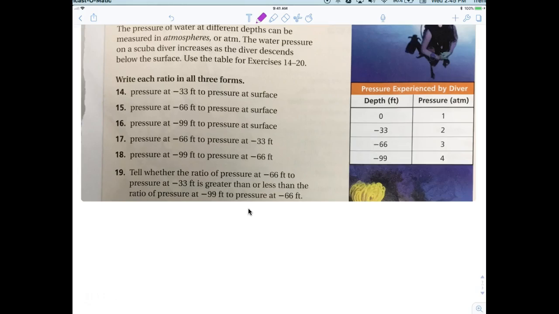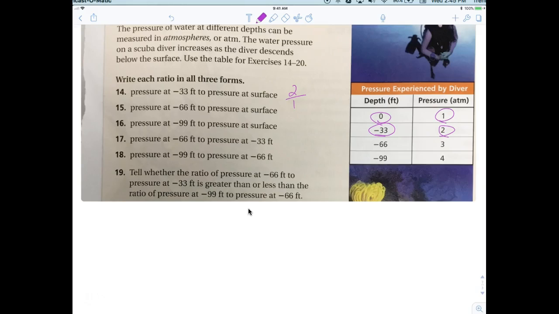So it would be what? What's the pressure at -33? And what's the pressure at the surface? So it's 2 to 1. There you go. So basically 2 to 1, 2 over 1. What's the pressure at -66?